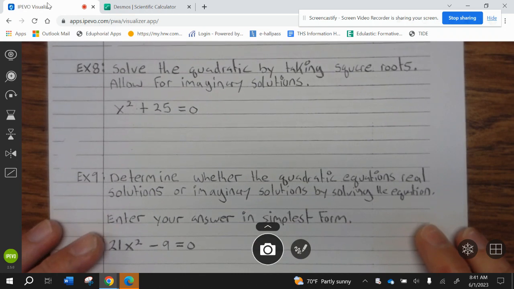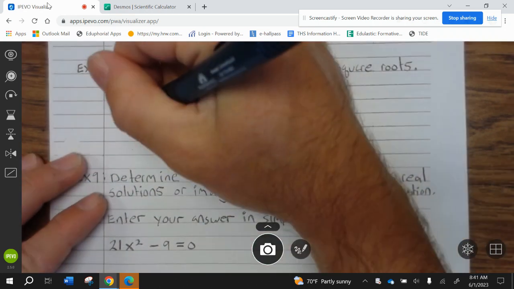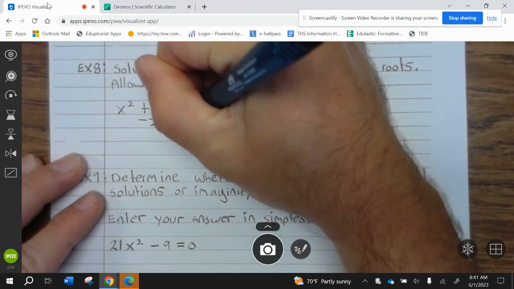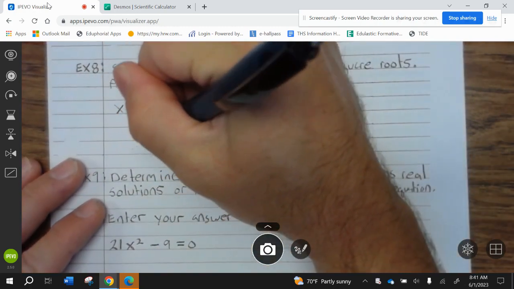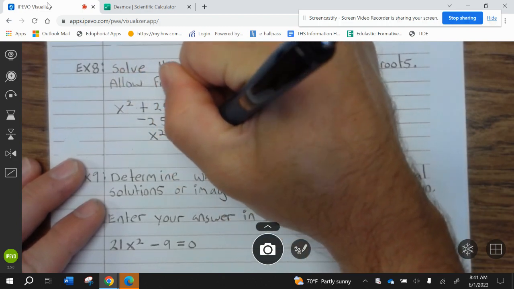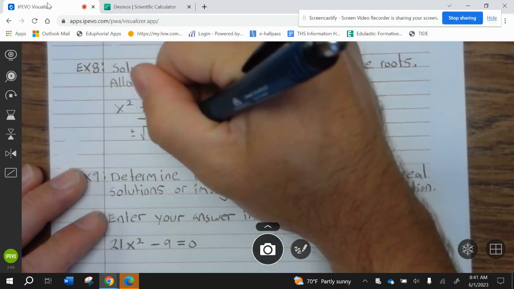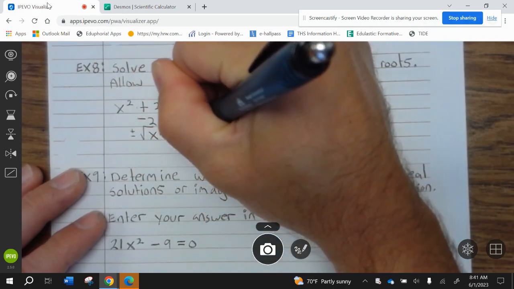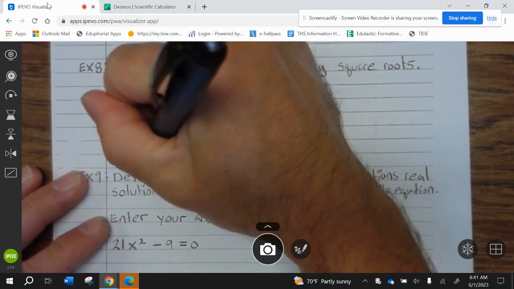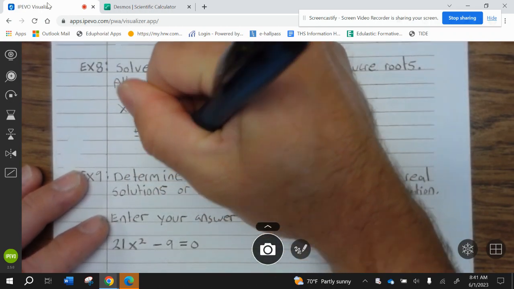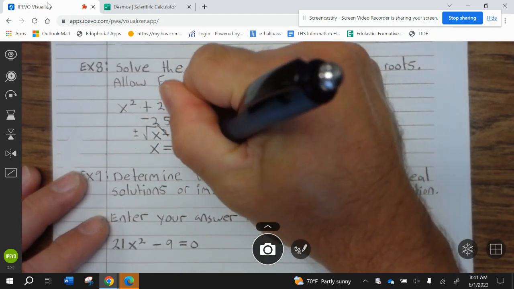All right, let's take a look at example 8. Solve the quadratic by taking square roots. Allow for imaginary solutions. So we subtract 25 from both sides. So then you get x squared equals negative 25. Take the square root. Remember, square root is plus or minus. Now, we know from the previous example that we can just go from this to writing that as plus or minus 5i.